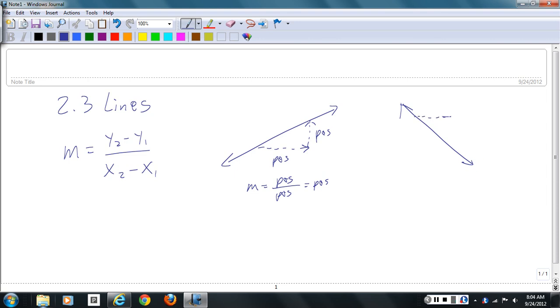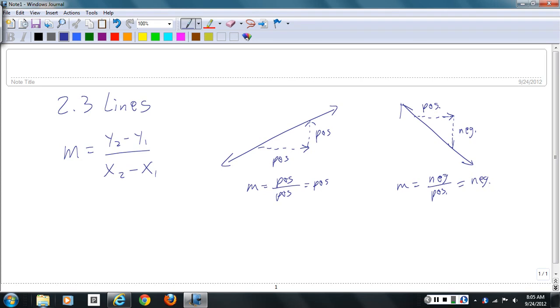If we go from point to point on the line, and we go to the right, that's positive run. If we go downward, though, that's negative rise. And the slope would be a negative number divided by a positive number, which is a negative number.